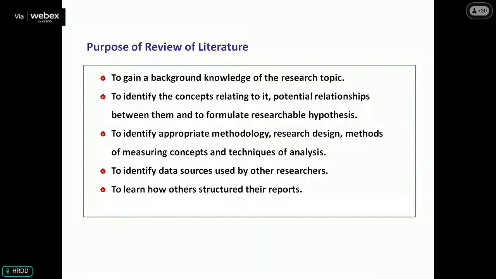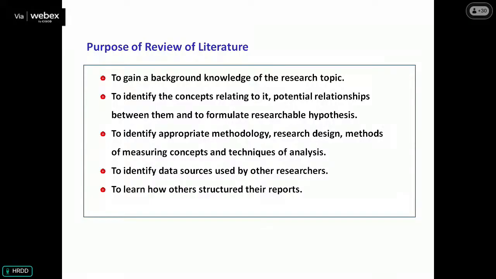To identify the background knowledge of the research topic, whatever the background, for example why fuel cells are important. The background is that fuel cells are important because they are alternative, non-fossil fuels you can use. Then what is the problem in fossil fuel? So that whole background, you can identify.